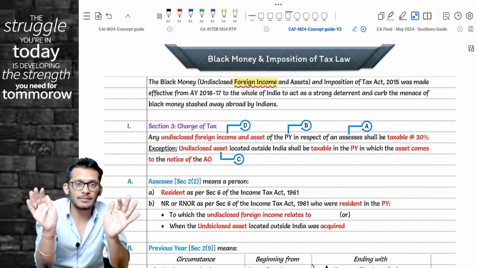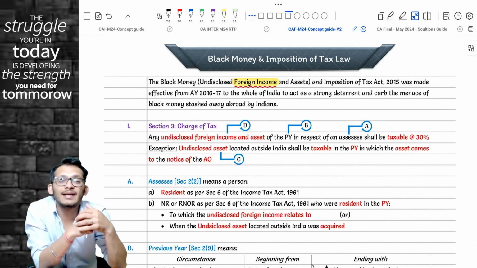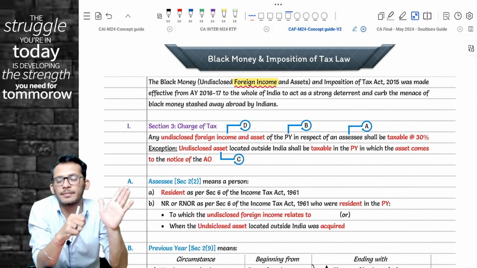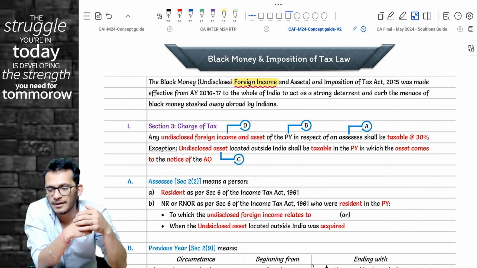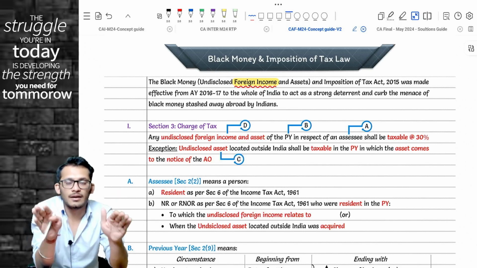This is how even the Income Tax Act has framed it. If it's Indian level black money, then it will be dealt with under the Income Tax Act. If it's foreign level black money, it will be dealt with under a separate act. It will be done under the Black Money Act. Clear with the background?